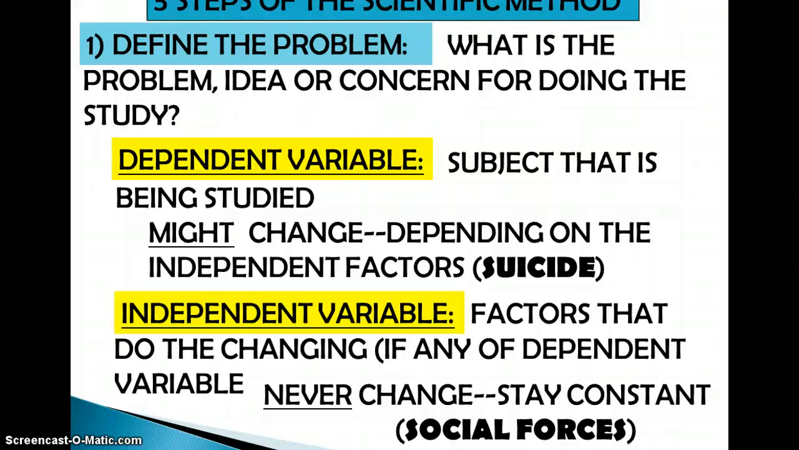The behavior is grade point average. The independent variable is gender. And so you're always going to look at gender, and that's never going to change. But what might change is the level of their GPAs.